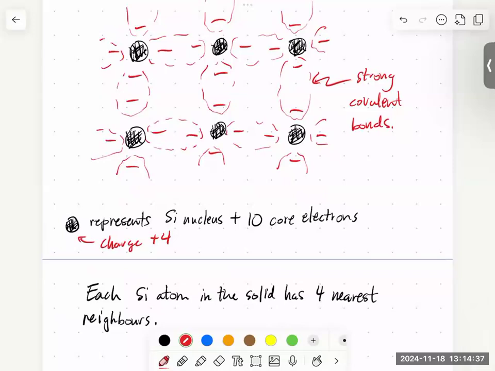So if we accept that picture, at least qualitatively, then what we would say is all the core electrons are bound to the nucleus, so they can't conduct electricity. All of the valence electrons are participating in these covalent bonds, and so they can't conduct electricity. They're bound up in these bonds. And so there's no free charge in this material that's able to conduct electricity. And so this pure silicon is a poor conductor.